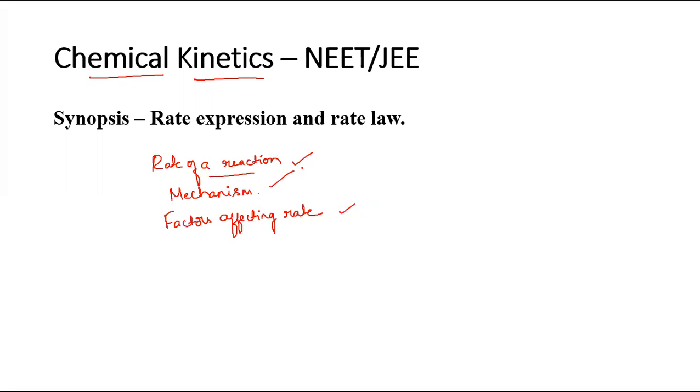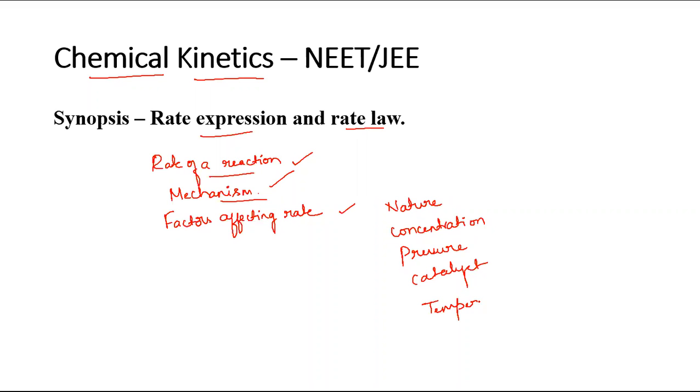Rate of a reaction means you are going to study the rate expression as well as rate law, order and molecularity, and even in the mechanism it comes. Factors affecting means nature of the reactants, concentration of the reactants as well as products, pressure, effect of catalyst, as well as temperature. These are the main factors which affect the rate of a reaction. You have studied everything in detail in the theory part, so mainly we have to concentrate on these things.